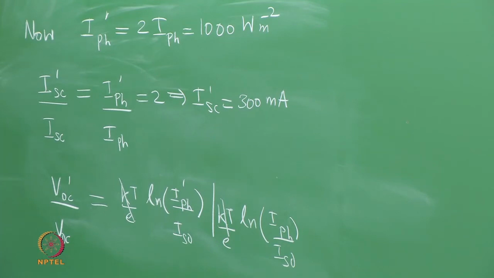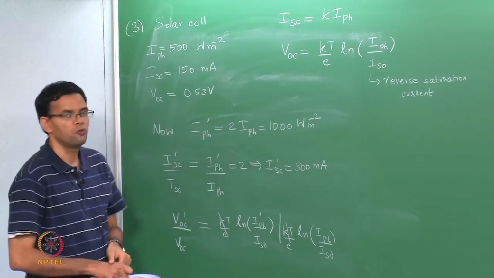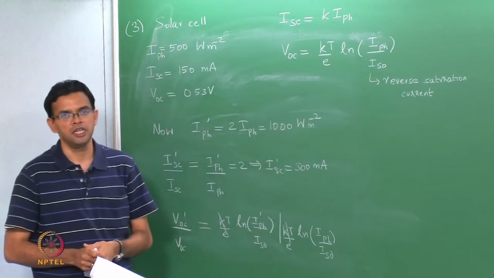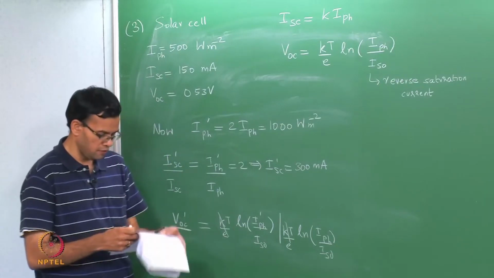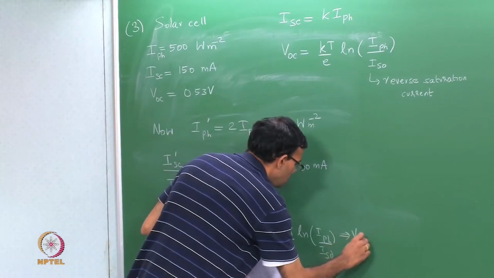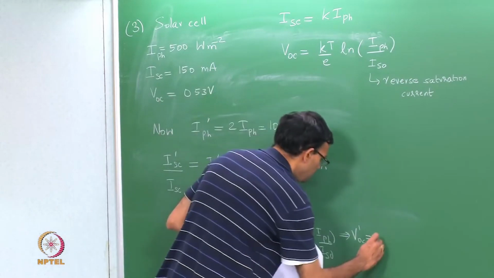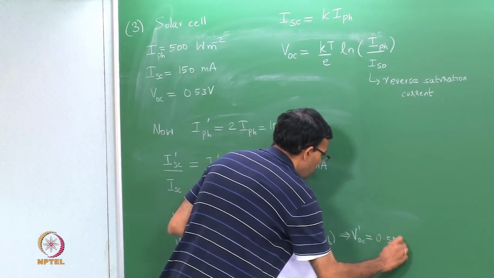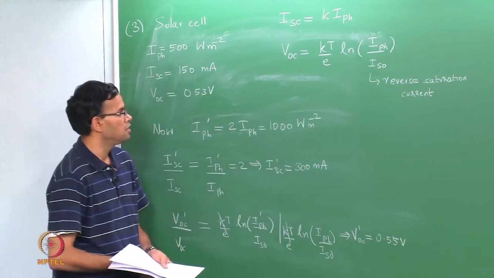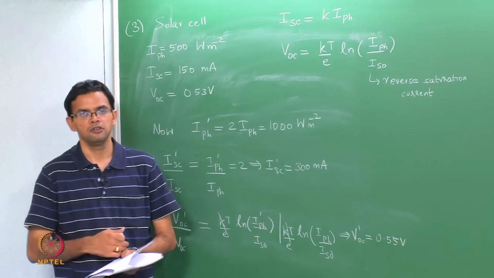IS naught is not known, but we can calculate IS naught by knowing the open circuit voltage when the current intensity is 500 watts per meter square. So, from this we can calculate the value of VOC. So, VOC prime is essentially 0.55 volts.